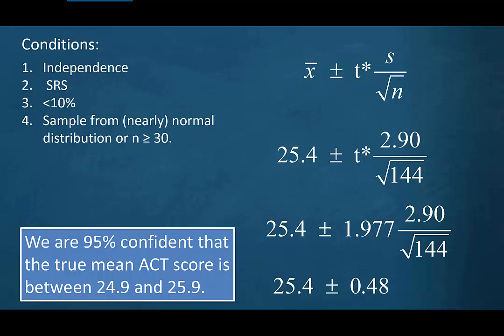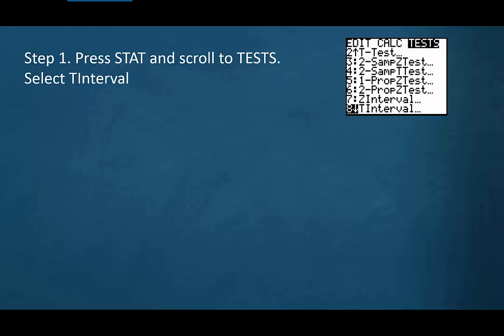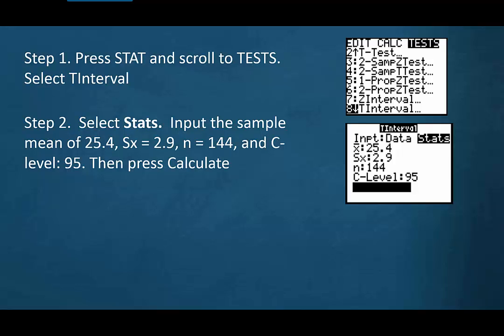Now I want to show you how we can use the calculator to compute the interval for us. Step 1, press Stat, scroll over to Tests, and select T interval. So select Stats instead of Data. Now if we had the raw data, we'd select Data. This is one that you would put into L1 or L2, one of the lists.